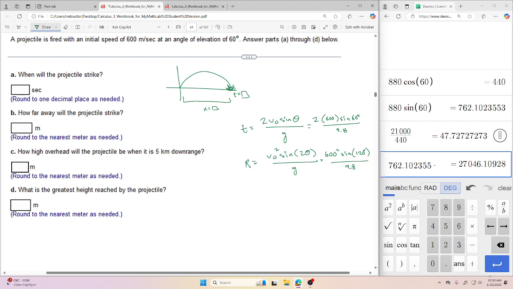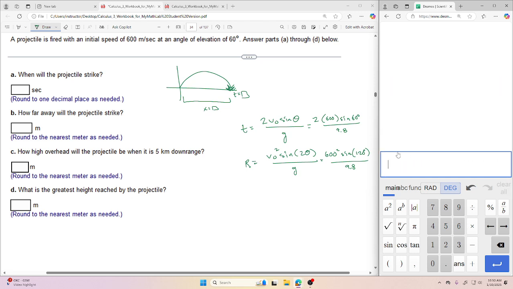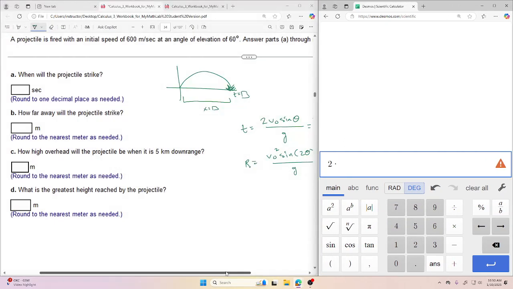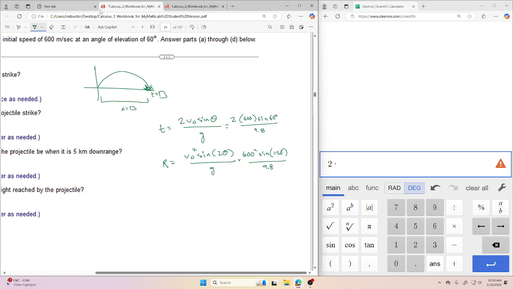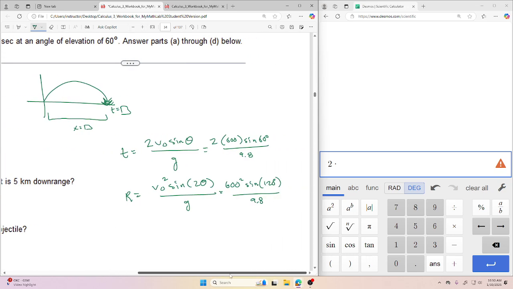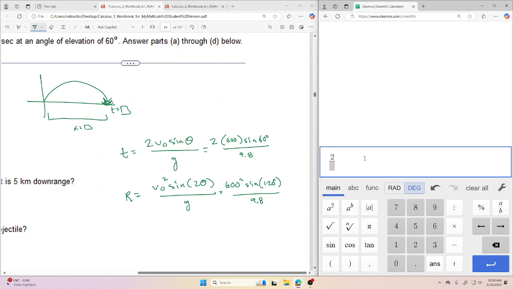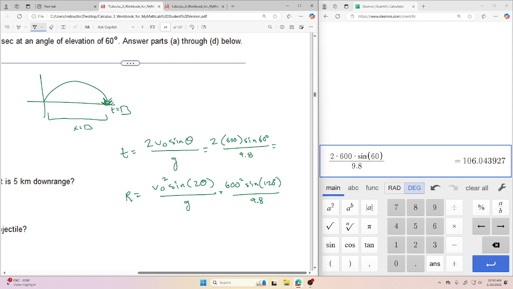Okay, so yeah, I'm going to just plug them in right quick and get us some stuff. Clear. Let me scroll this a little bit and there. I like zoom in a tiny bit. I like that better. All right. 2 times 600 times the sine of 60 divided by 9.8. 106.04.